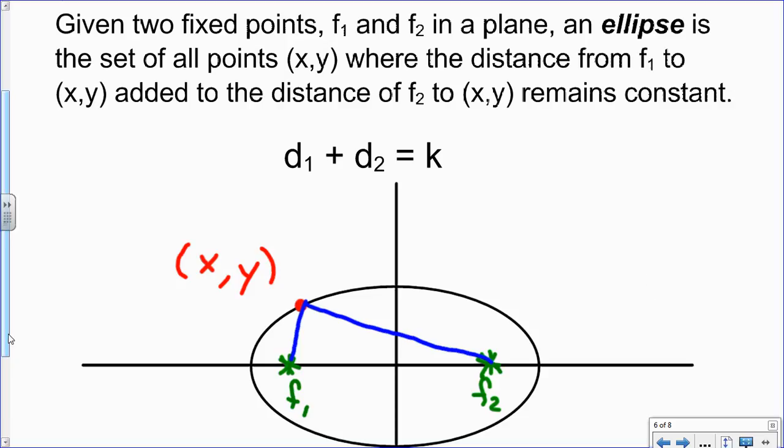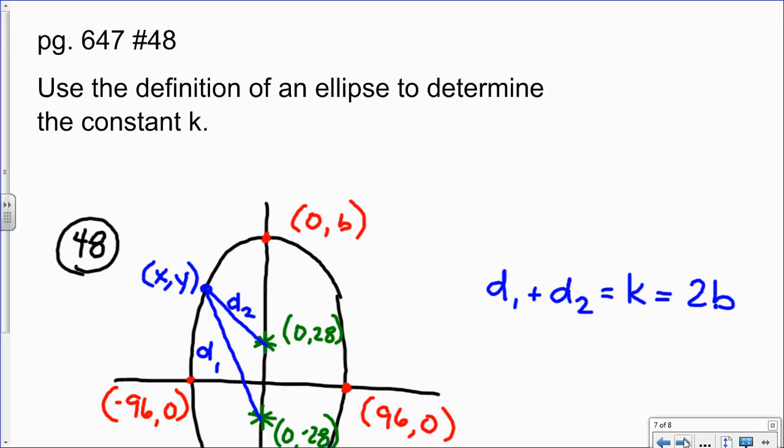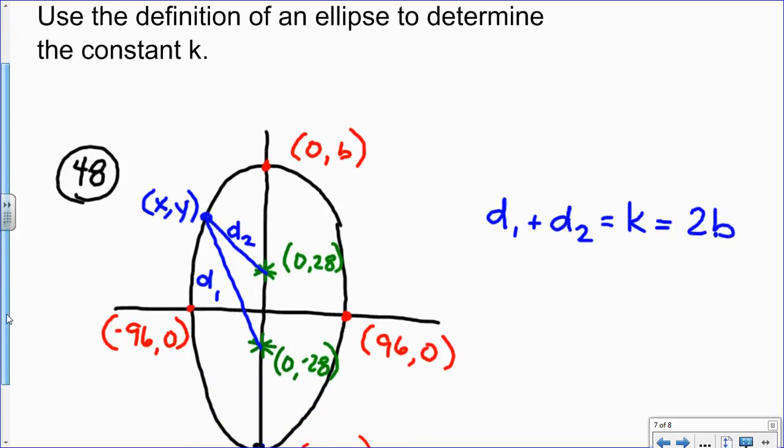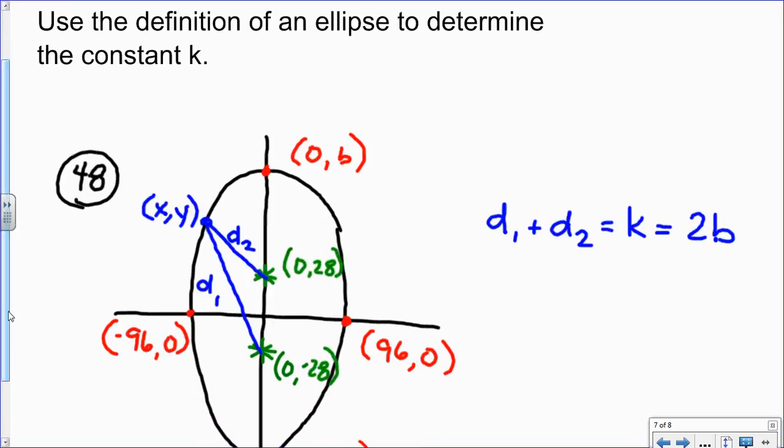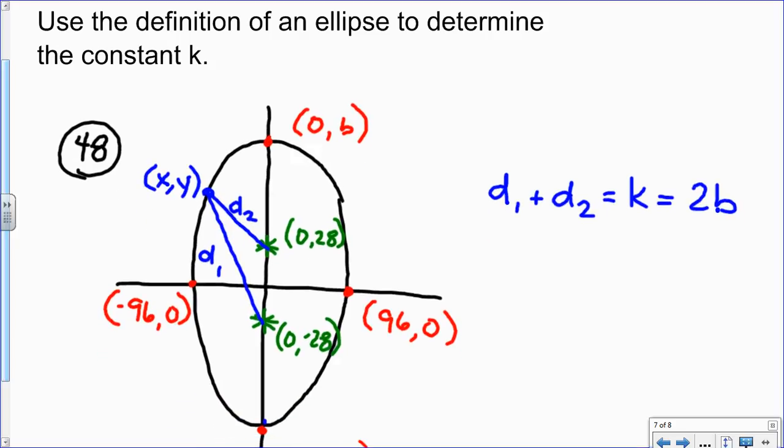All right, so what we're going to do is do a problem and find k. This is number 48 from section 7.2. What I want to show you before we find k is that I can set it equal to 2b, and then I only have to find b. I want to show you the reason why I can do that. So I'm going to show you that k is equal to 2b.